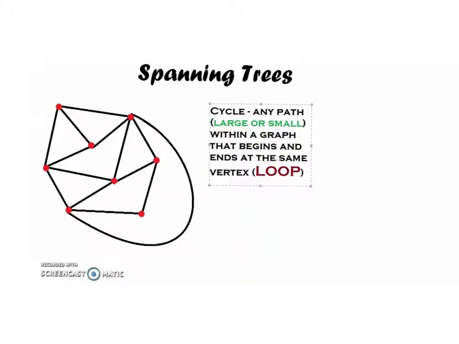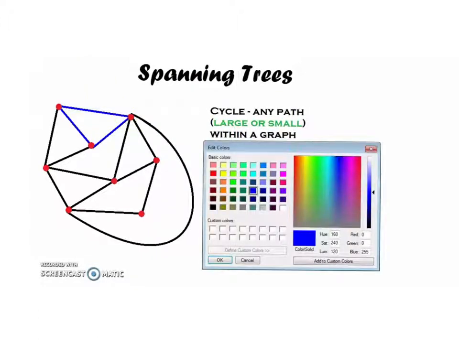of a cycle. A cycle is any path, whether it's large or small, within a graph that begins and ends at the same vertex. Another way of thinking about this is like a loop within the graph. So here, if you take a look at these blue lines, that is a cycle in this graph, and you'll start to notice there are several cycles created in this graph.